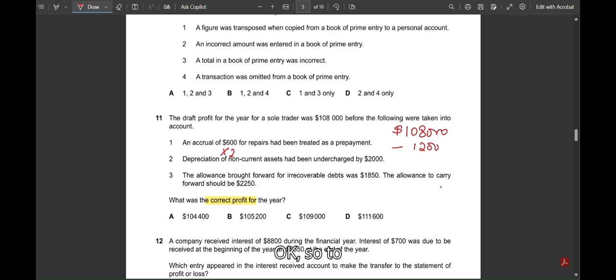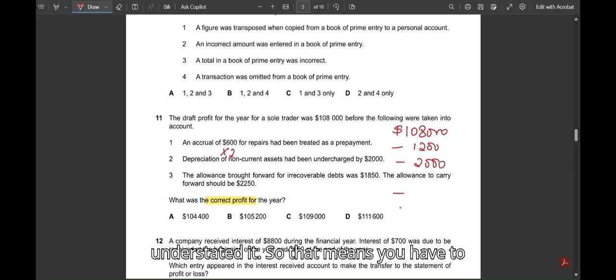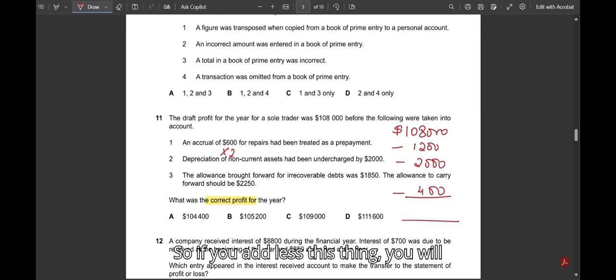So 1200 subtracted. Next, depreciation has been undercharged. Very easy thing, depreciation decreases the profit. This was undercharged in your expenses, so right now show this as an expense. Next, the allowance for irrecoverable debts was taken as 1850, whereas it has to be 2250. That means you had understated the allowance for irrecoverable debts. Always remember, the allowance for irrecoverable debts will decrease your profit. So you understated it, which means you have to now decrease your profit by the difference amount, that is 400. If you subtract these items, you will get the correct profit.